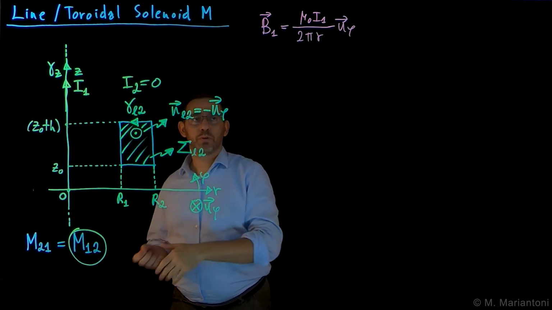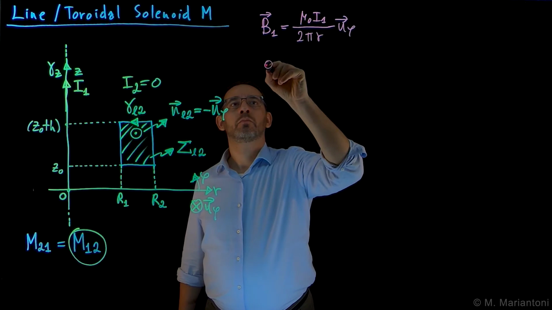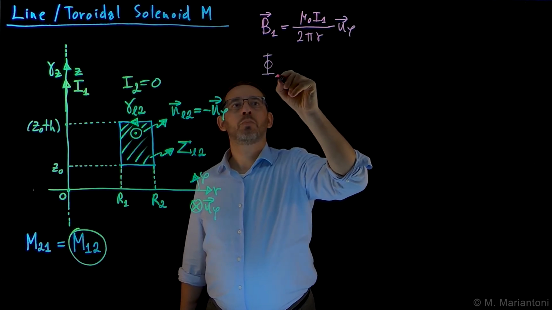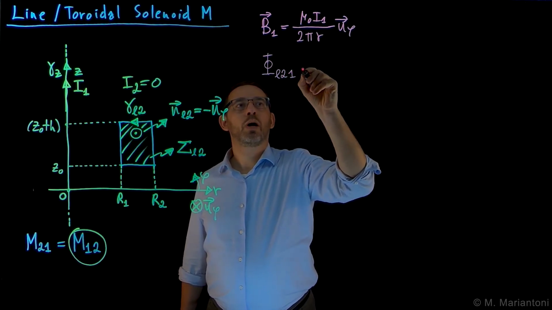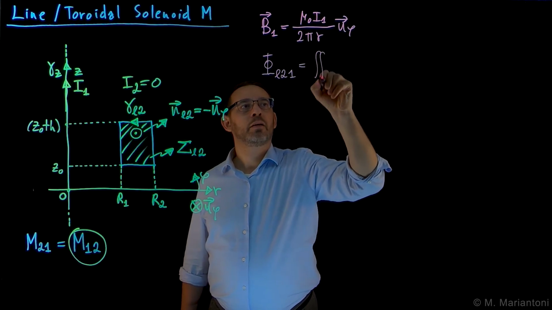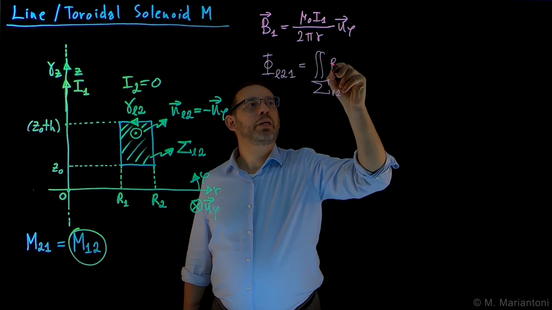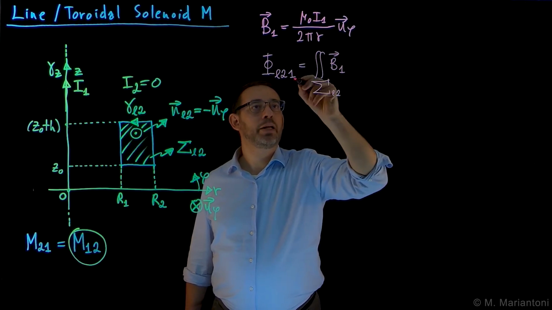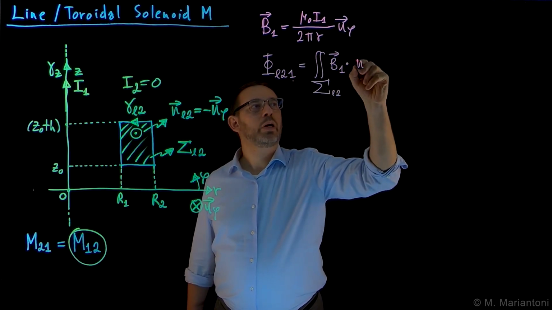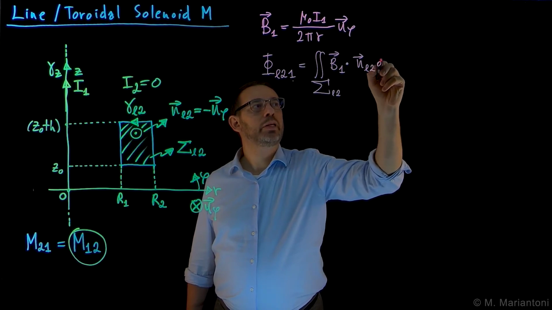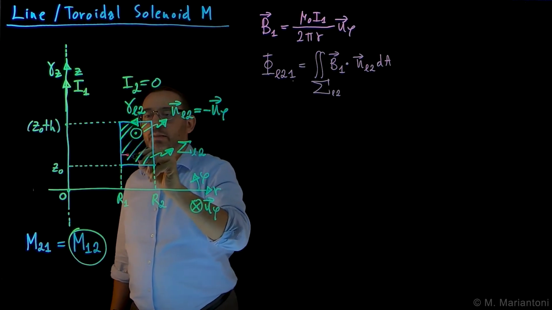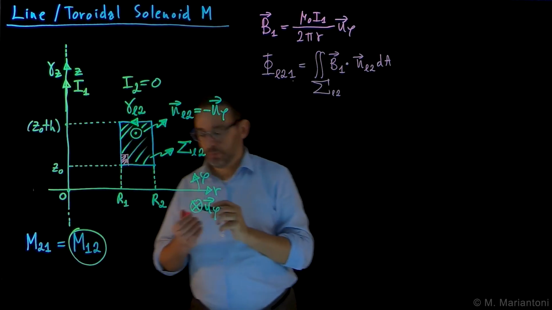Now, we want to compute the flux through one loop on 2 due to 1. So this is the surface integral on sigma L2 of B1, the flux due to 1 on 2, dot n L2 dA, where dA is an infinitesimal area element over here.